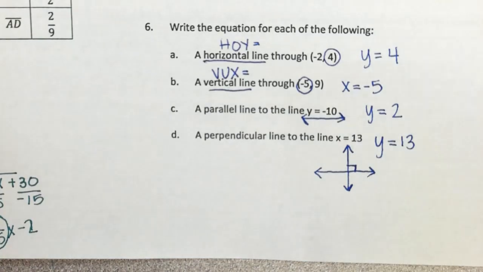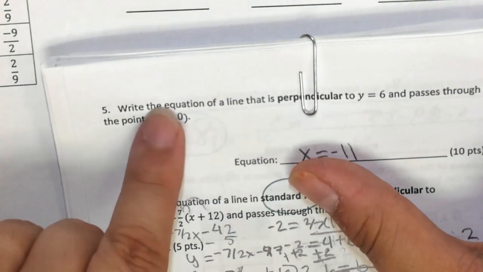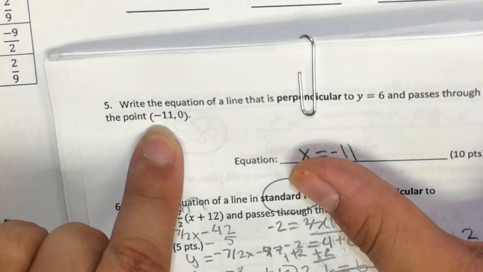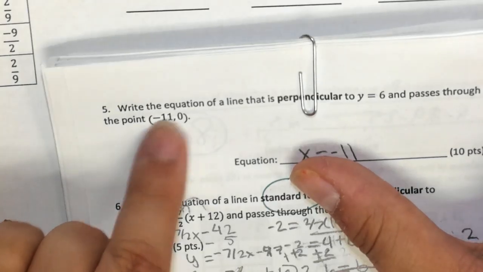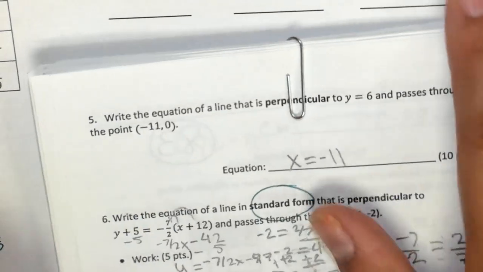Unless it's like the quiz. On the quiz, I told you I wanted a perpendicular line that goes through this point. Now you have to do x equals whatever the x is. Does that make sense? So just be careful.